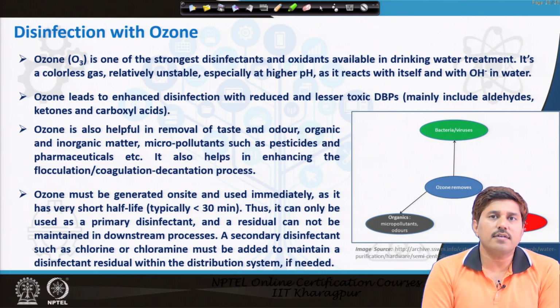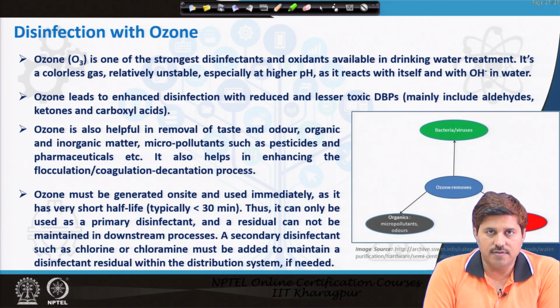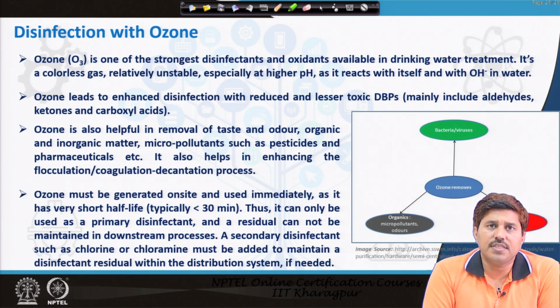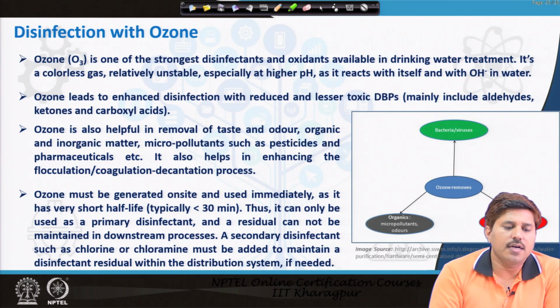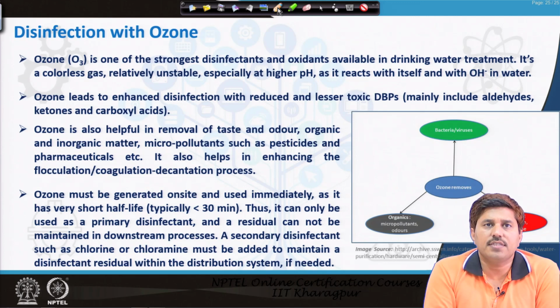Apart from chlorination, the other method which is being used for disinfection of drinking water systems is ozone. Ozone is the strongest disinfectant and oxidant available in drinking water treatment. It is a colorless gas but very unstable. If you compare it with chlorine, it is quite unstable, especially at higher pH.